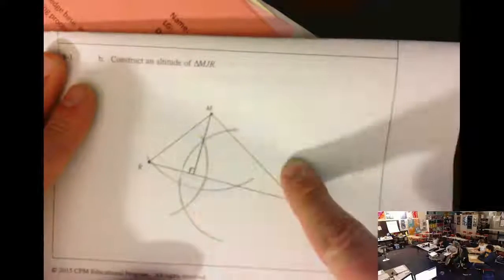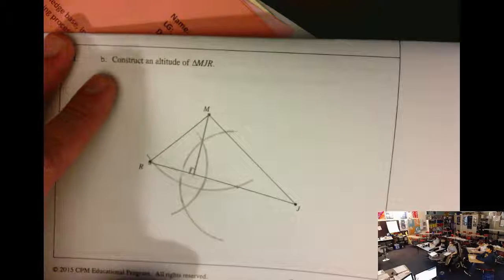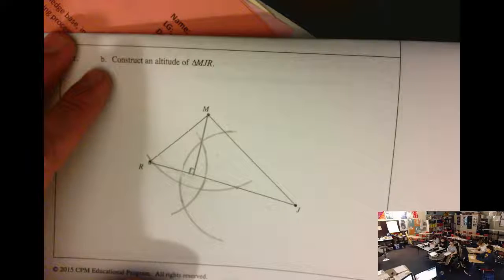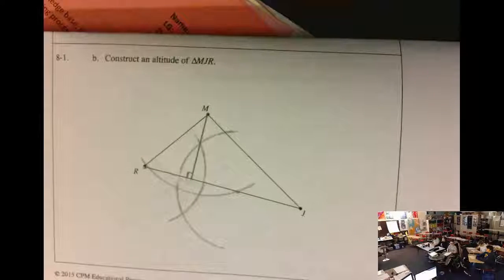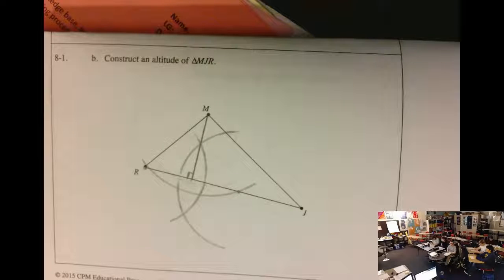Cool? All right. Are we mildly comfortable on how we constructed this? We drew a circle from the point we want to drop an altitude from. Then we draw two intersecting arcs from those intersection points. And then the altitude is that connecting line. Are we comfortable? Well, mildly. What don't you understand? How you position the line.